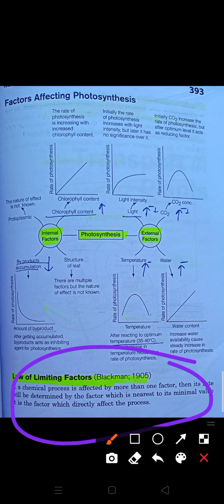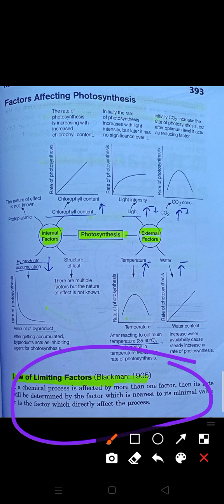Okay, अगर कोई postulate होता है या कोई law होता है तो आपको वो word by word याद करना पड़ता है. Okay, so if a chemical process is affected by more than one factor, then its rate will be determined by the factor which is nearest to its minimal value. It is the factor which directly affects the process if its quantity is changed. It means that if you change any factor's quantity, it will directly affect the chemical process.